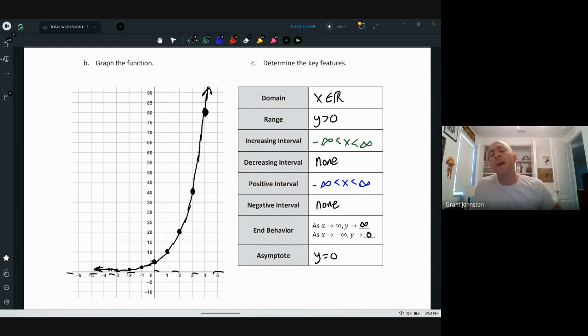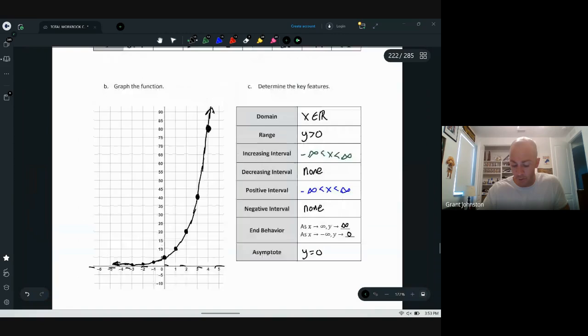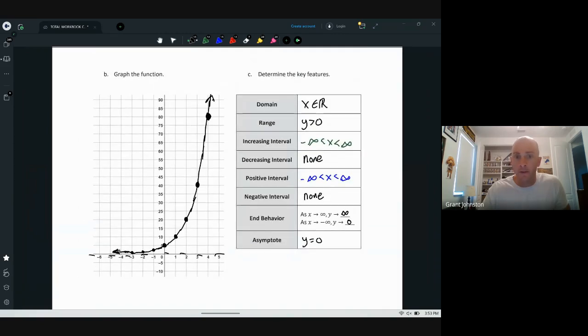So I know these key features for exponential functions are a little funky. I think they're a little more confusing than any of the other functions, but that's the idea behind it, okay? So you go back and you try to finish the rest of the stuff.